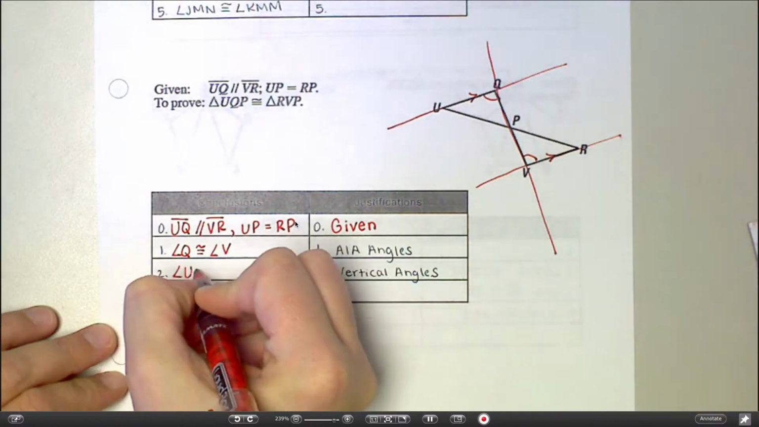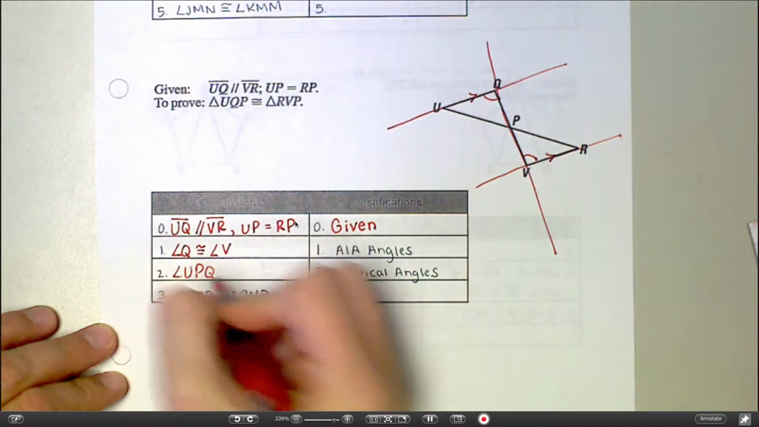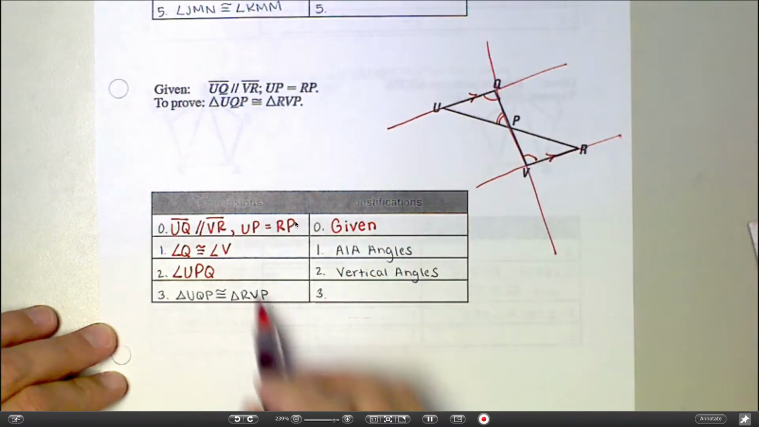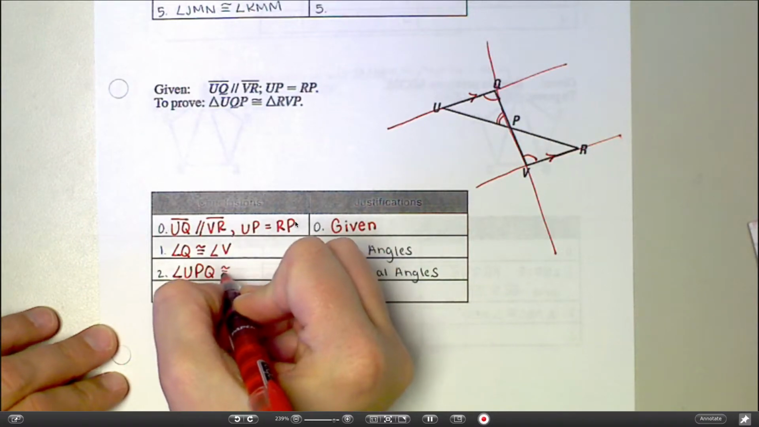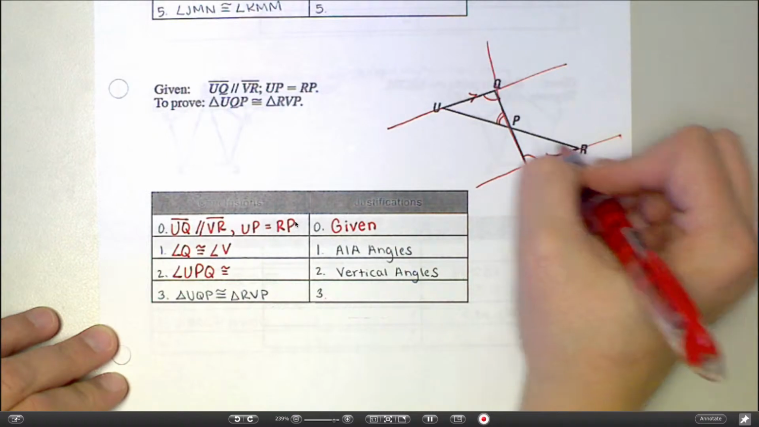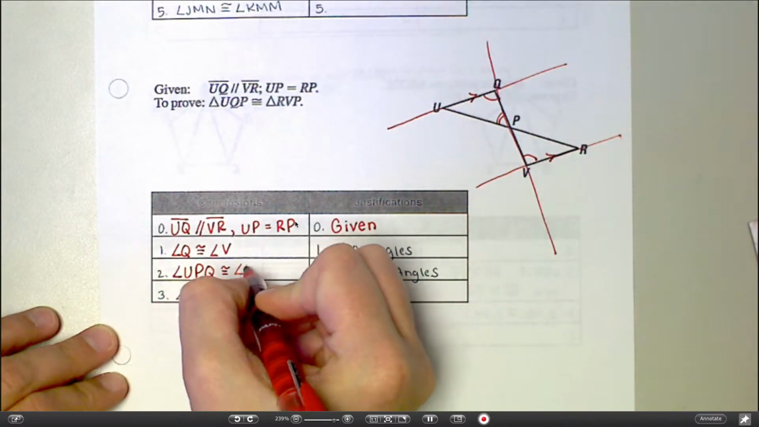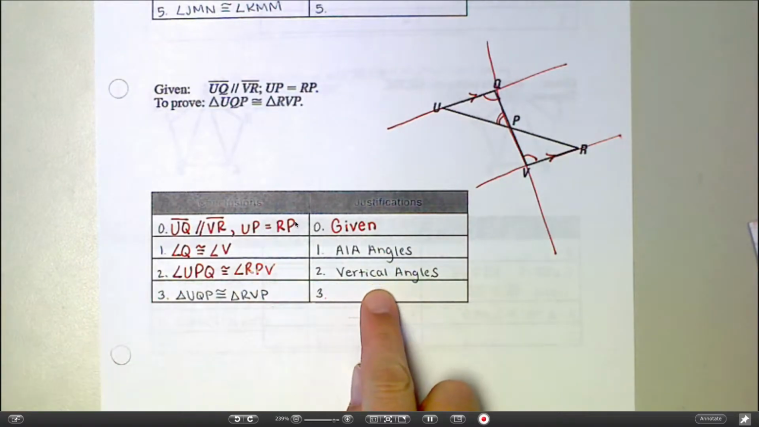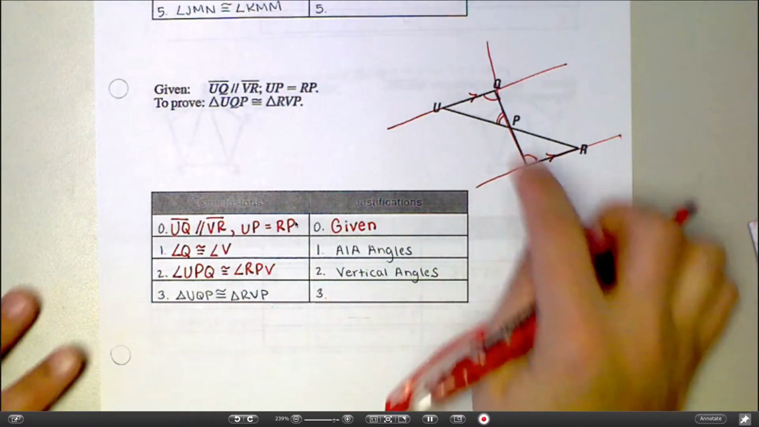That's right, UPQ. UPQ would be this one. And RPV, oh, nope, sorry, RPV would be this one. Those are congruent because they're vertical. So I've got that angle, that angle.